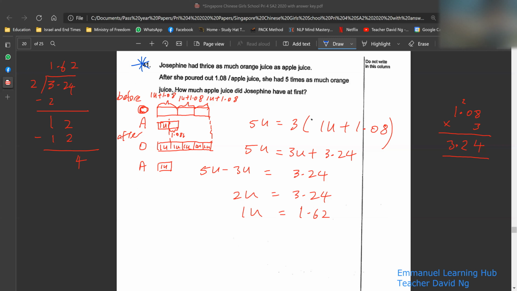But the question is not asking for the apple juice that's left, but apple juice at first. In the exam, when you manage to get 1 unit, don't happy go lucky quickly write 1.62 as the answer. Always double check. What are they asking? If you don't have time to read the whole question, at least read the last sentence. The last sentence says, how much apple juice did Josephine have at first? Keyword: at first. Then you look at your model drawing. At first is this amount. So it's 1 unit plus 1.08, and your 1 unit is 1.62.